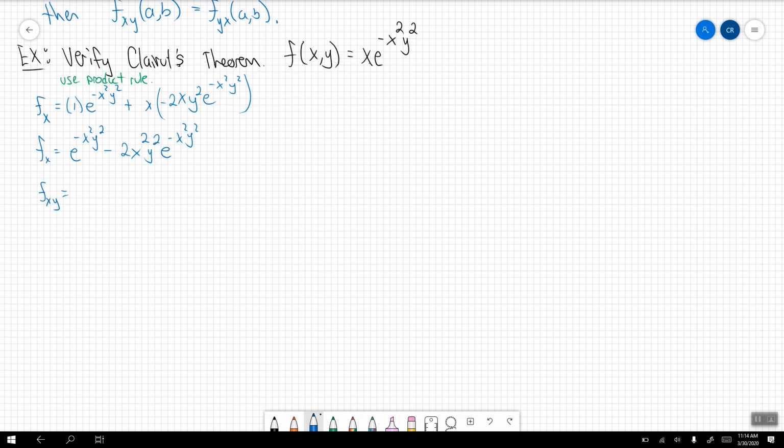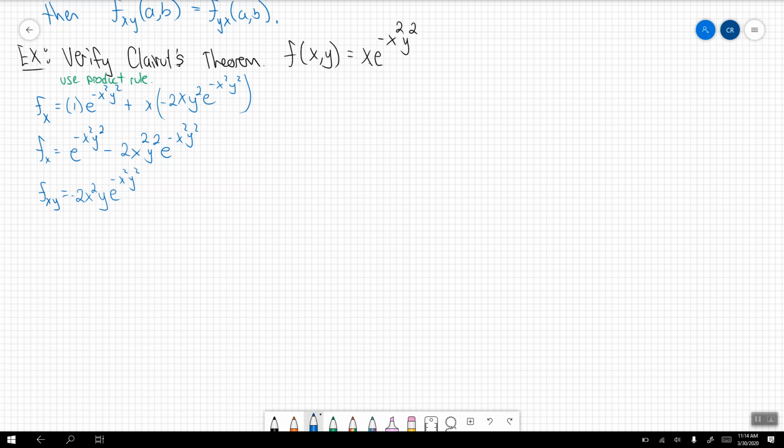Alright, so for the partial derivative with respect to y, for the first term, it's a straightforward derivative. Just take this with respect to y. We're going to have to use the chain rule here. So using the chain rule, we're going to get negative 2 x squared y e to the power of negative x squared y squared.